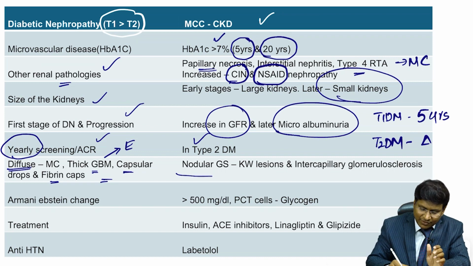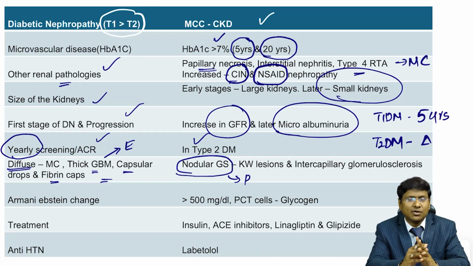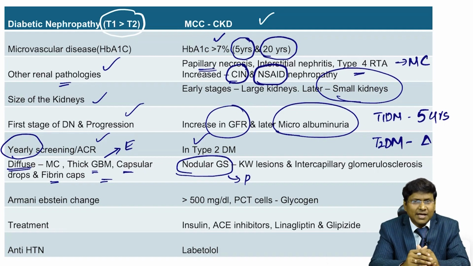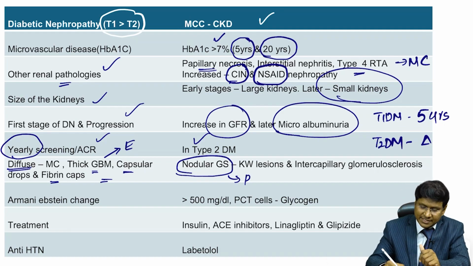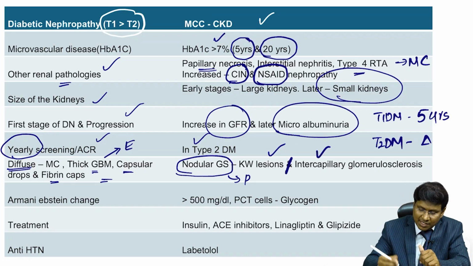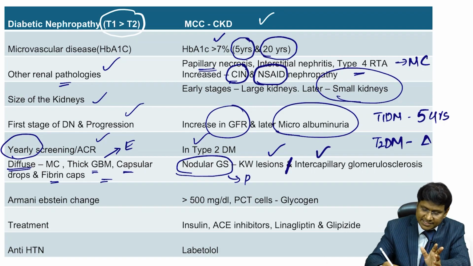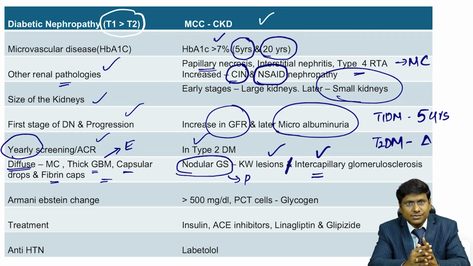But what is pathognomonic for glomerulosclerosis in case of diabetes mellitus is nodular glomerulosclerosis. And these nodular glomerulosclerosis lesions are called Kimmelstiel-Wilson lesions, or it is called intercapillary glomerulosclerosis, all right?